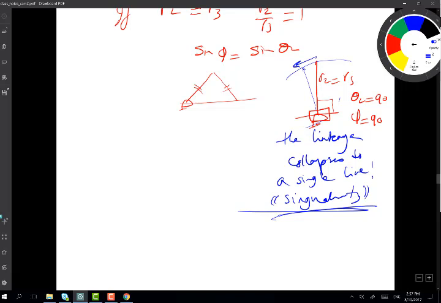Now let's have a look at another example, which is a 4-bar chain.